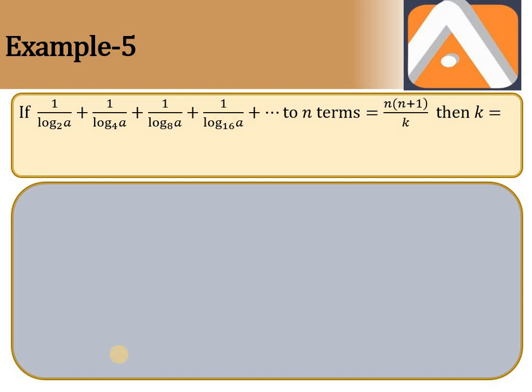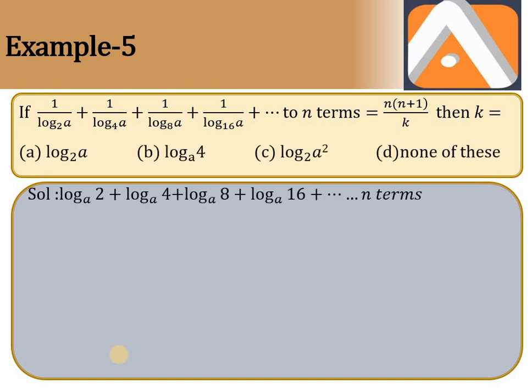So see here, an expansion was given: 1 upon log a to the base 2, 1 upon log a to the base 4, 1 upon log a to the base 8, up to so on till n terms. This value they have given as n into n plus 1 upon k, and they are asking to find the value of k. So let us see. Some options are also given. Which option is going to be correct?